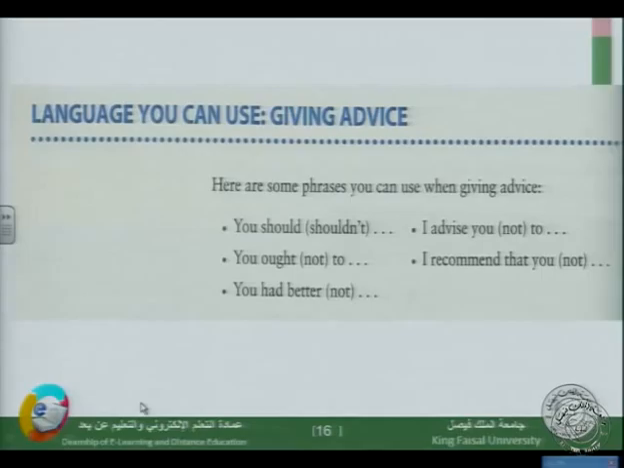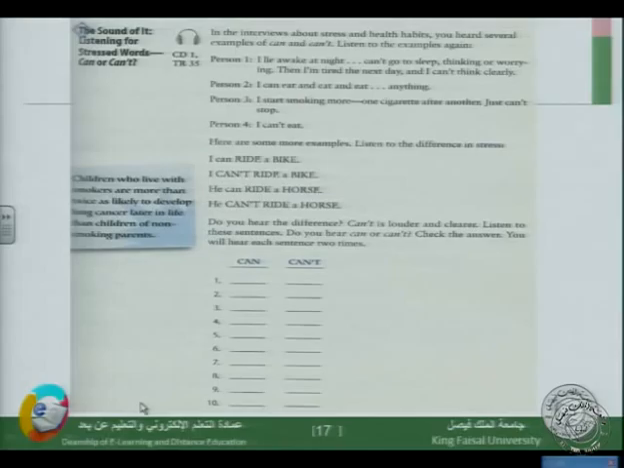Also, later on we talked about how to give advice. This is kind of a repetition of our first lesson about how to give advice using you should, you ought to, you had better, I advise you, I recommend that you. All of these are phrases that you can use to give advice. And here we have talked about words with can or cannot. We said that after can, you can stress the verb and the object, saying that I can ride a bike.